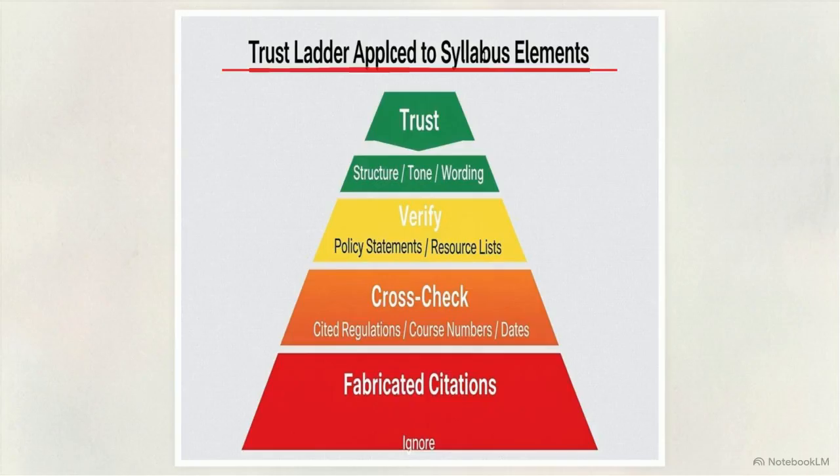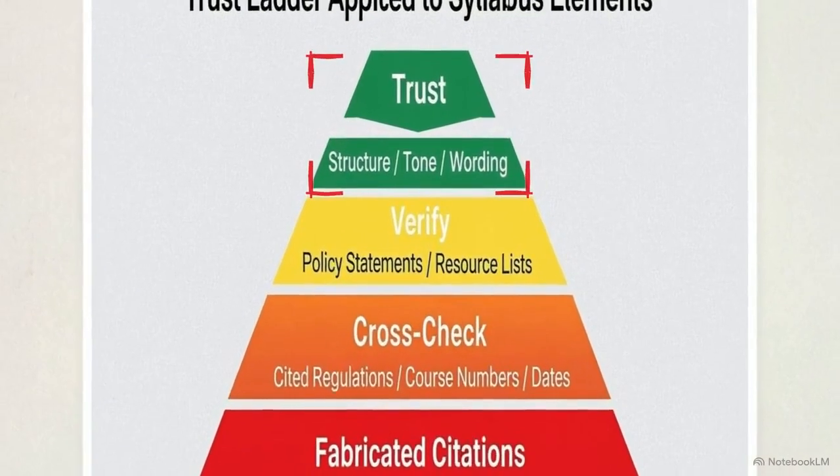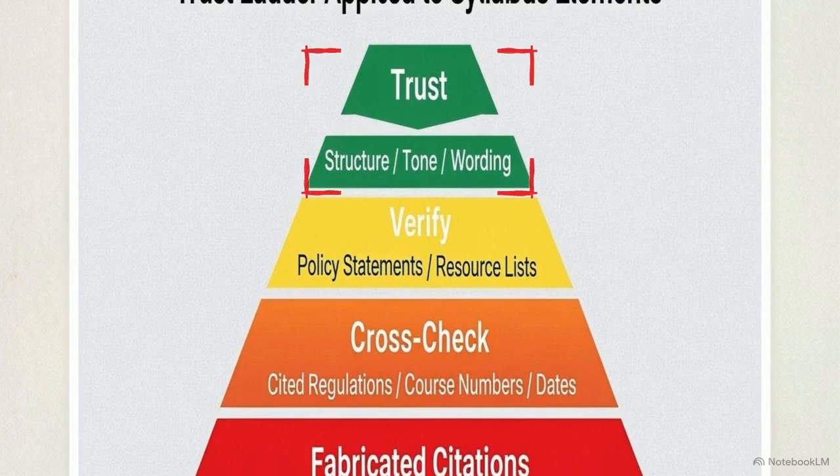This pyramid chart displays the trust ladder. Step 4 uses this filter to weigh AI feedback. Factual fixes, like grading math, sit at the top. Policy language suggestions drop a tier, requiring active verification against your institutional guidelines.